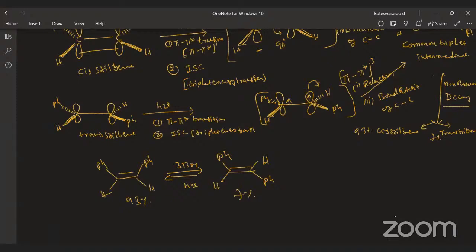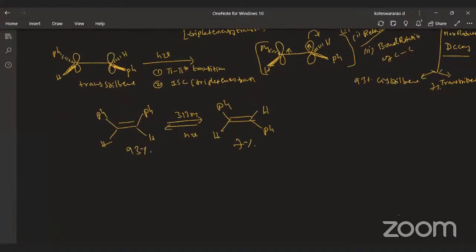Similarly, if you take a cyclooctadiene, which is on irradiation with light at 280 nanometers.